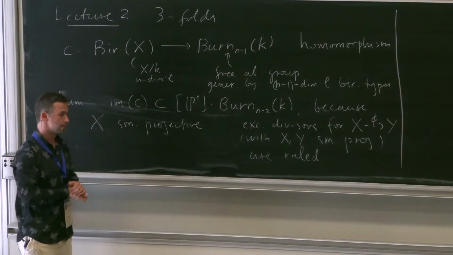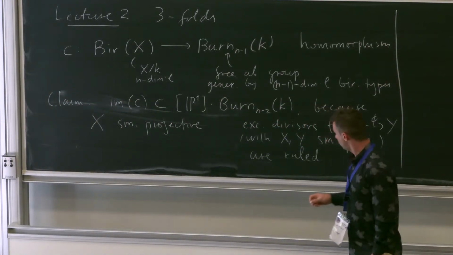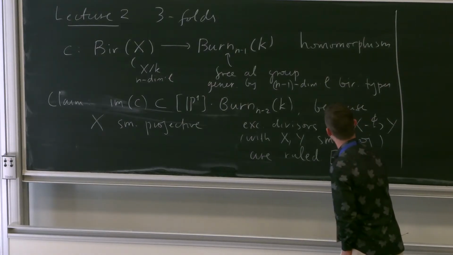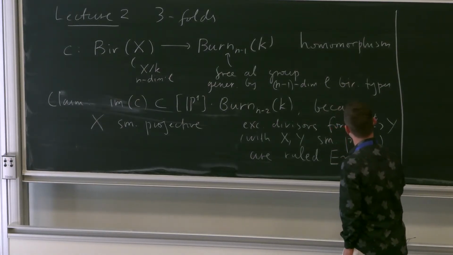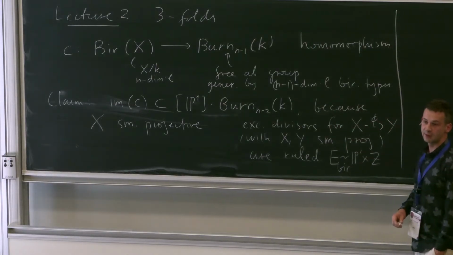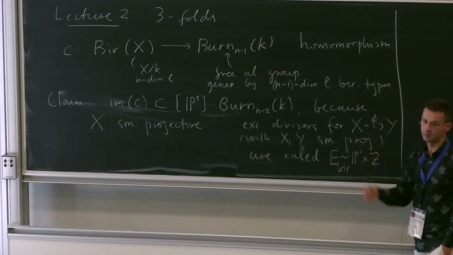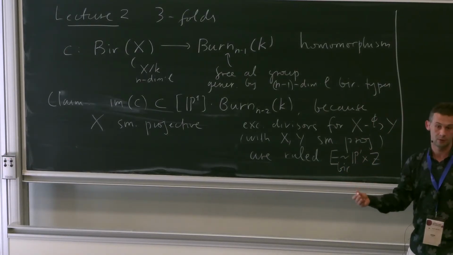Yep. Ruled means birational to P1 times something else, times a base. So uniruled means covered by rational curves, and ruled means literally divisible by P1 as a birational type.